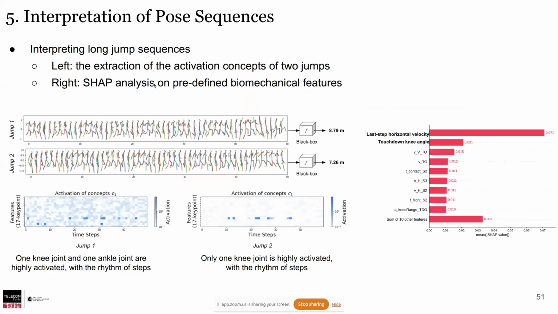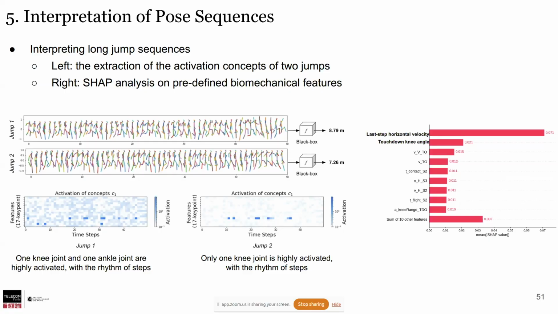And finally, we applied it to the long jump. So here I show an example of two different jumps. Jump one is a well-performed jump, and jump two is the one that performed much worse. The activation concepts we extracted from the model are shown below. The left side is the good jump, and the right side is the bad jump.